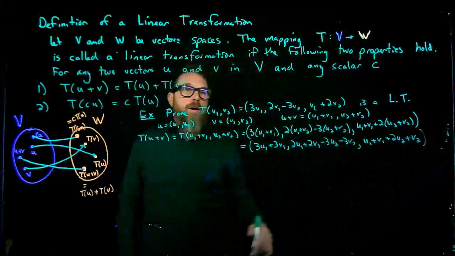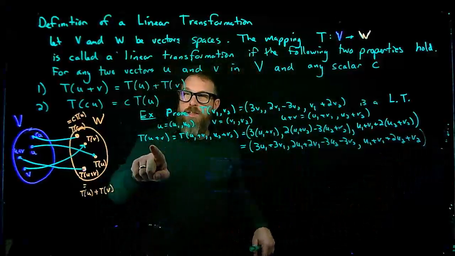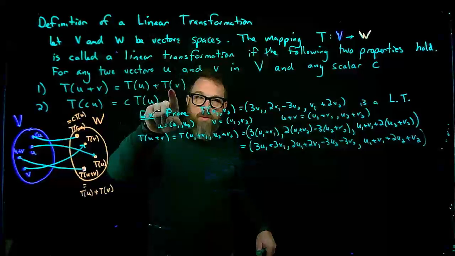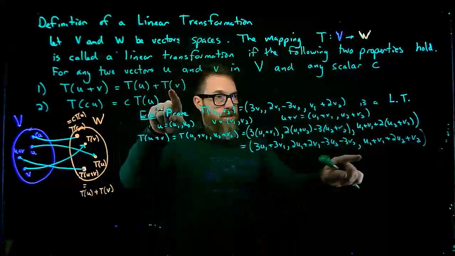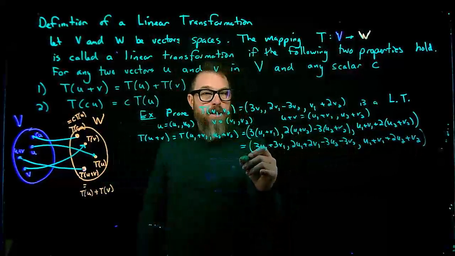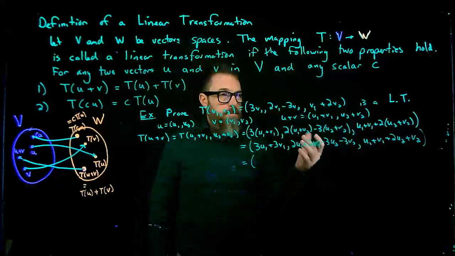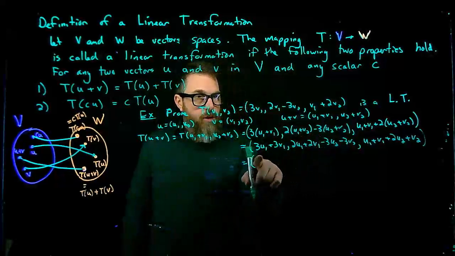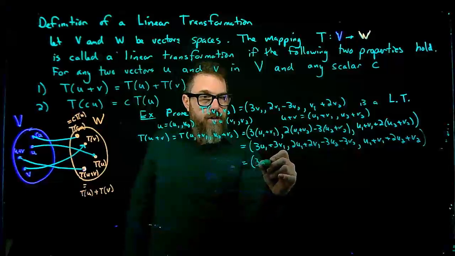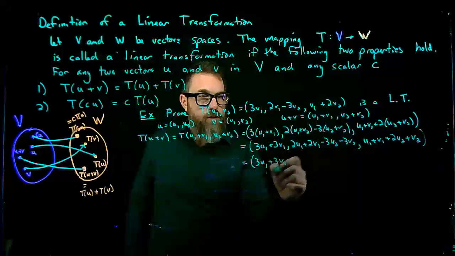now remember what I'm trying to do is show that T of u plus v is equal to T of u plus T of v. So for each one of these components, I'm going to write all the u's in first by using just commutativity. So this is already written as the u terms first and the v terms second, so plus 3v. That first component's already done.